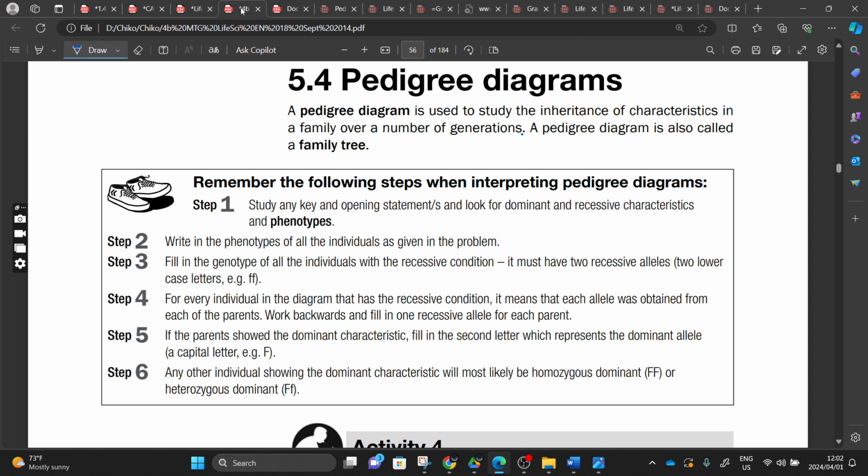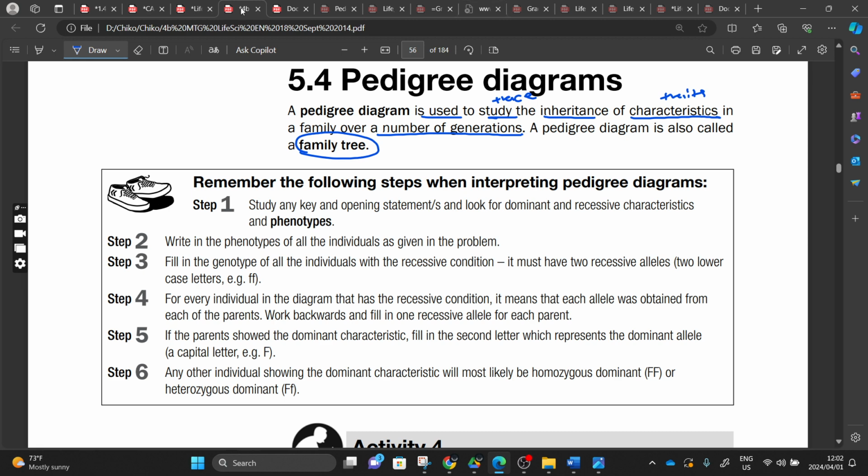And then it says a pedigree diagram is used to study the inheritance of characteristics. Or we can use it to trace, like what they were saying in our examination guidelines, the inheritance of characteristics or traits in a family over a number of generations. A pedigree diagram is also called a family tree, right?